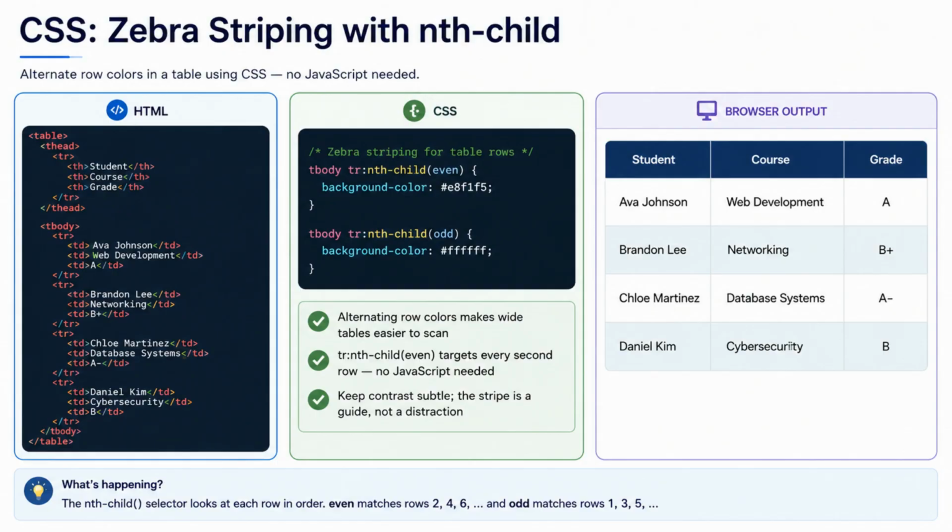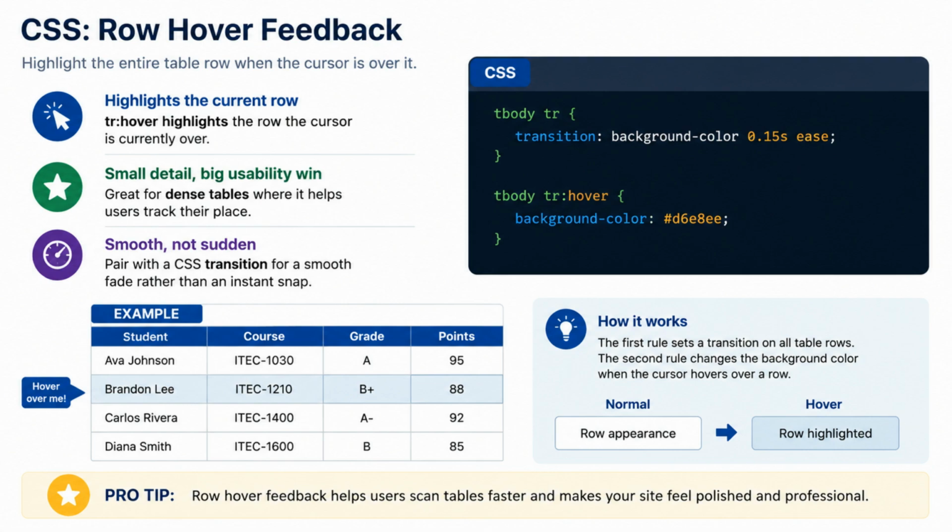Land the usability note. Keep the contrast subtle. The stripe is a scanning guide, not something meant to draw attention to itself. Row hover feedback, tr:hover. Hover highlights whichever row the cursor is currently over, a small detail with a real usability payoff on dense tables.